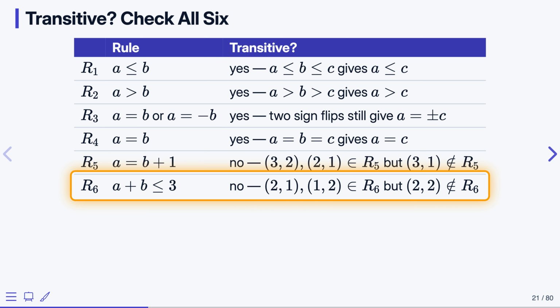R6, another counterexample. The pair (2, 1) is in R6 since 2 plus 1 is 3. The pair (1, 2) is in R6, too. Chain them. We would need the pair (2, 2), but 2 plus 2 is 4, which is more than 3, so R6 is not transitive.